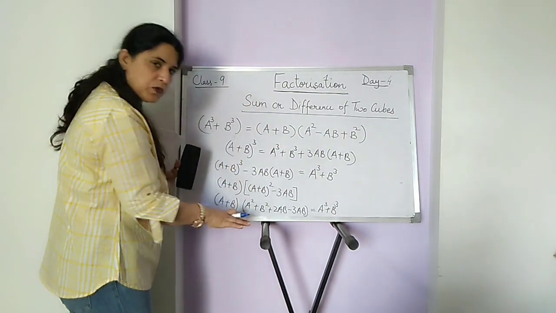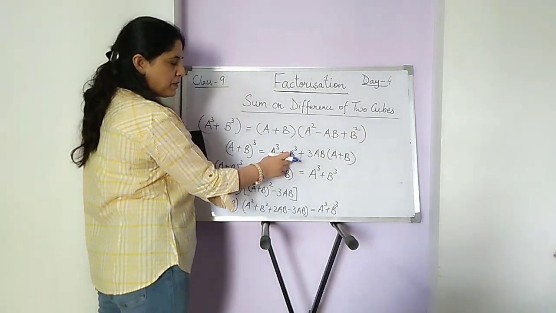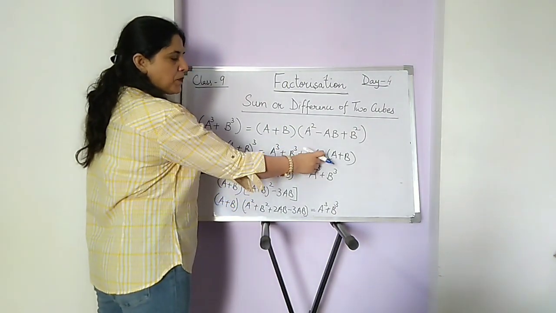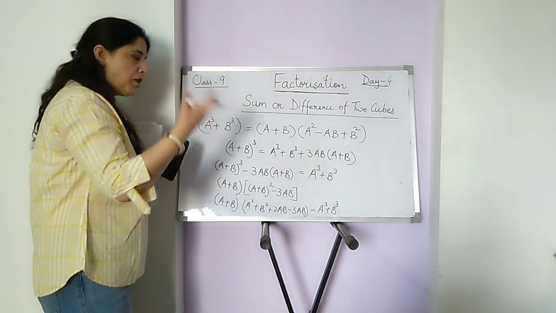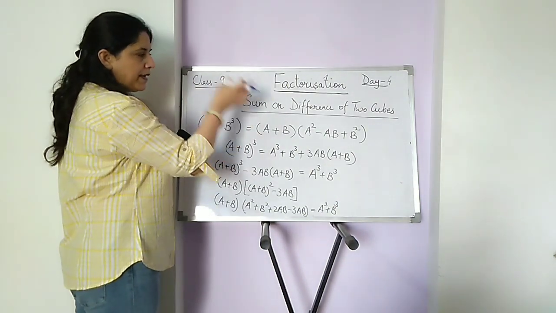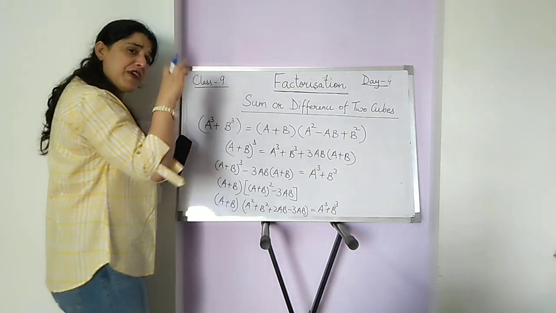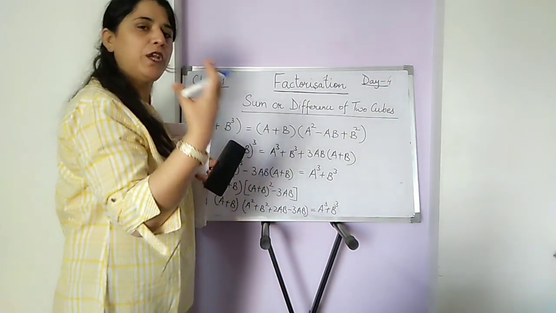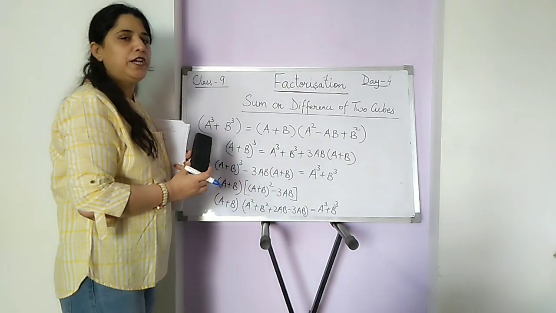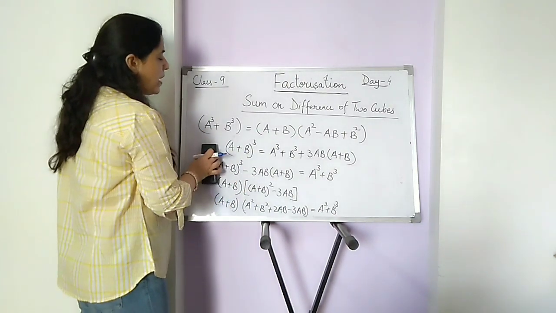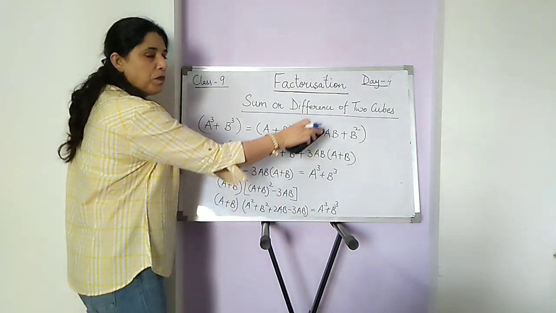This formula comes from this only. A plus b the whole cube is a cube plus cube of the first term plus cube of the second term plus thrice the product of the two terms into sum of the two terms. This we have learned in expansions. Now we are getting a cube. We will be dealing with how to factorize when we get a cube plus b cube, like we have done a square minus b square was a plus b into a minus b. Now a cube plus b cube, the factorized formula is a plus b into a square minus ab plus b square. Similarly, when you open a minus b the whole cube, you get a cube minus b cube minus 3ab into a minus b.